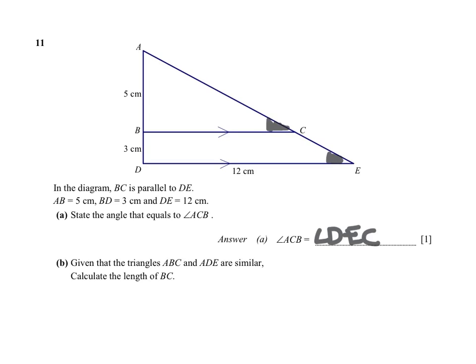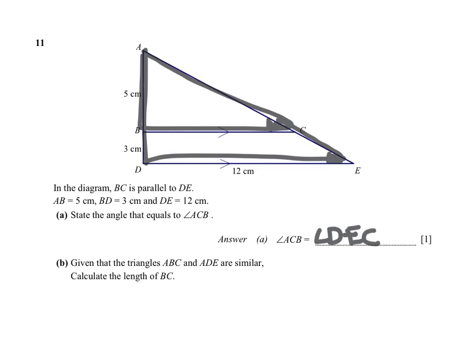Angle DEC. Now given that both ABC is similar to ADE, calculate the length of BC. So BC is here, all the way here. Which is the corresponding length? Isn't it 12? And for the small triangle here, we have 5, and the long side is 8.